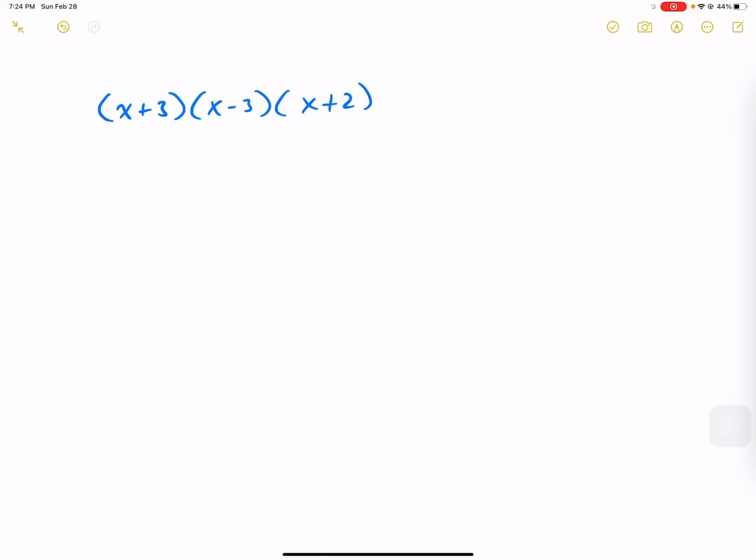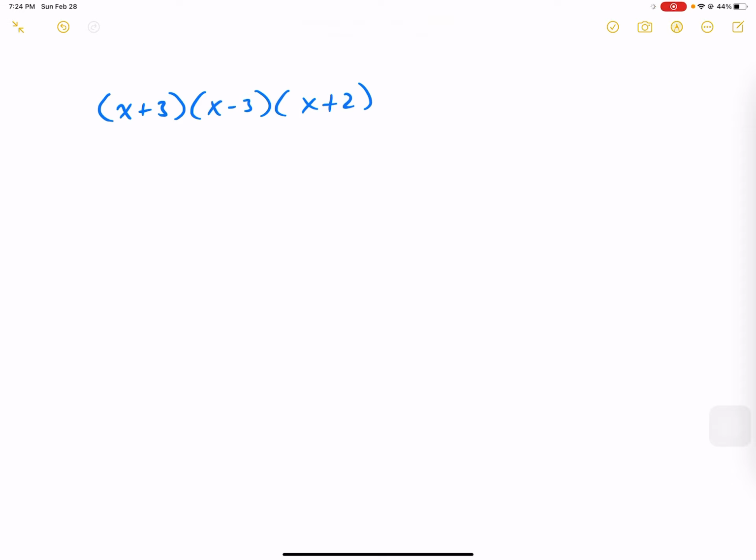Morning, everyone. So what we're going to do today is look at a skill going forward and backwards. We're going to ask you to solve for the roots given a factored polynomial, and then going backwards, given the roots, write the factored polynomial. So we're going to go both directions.